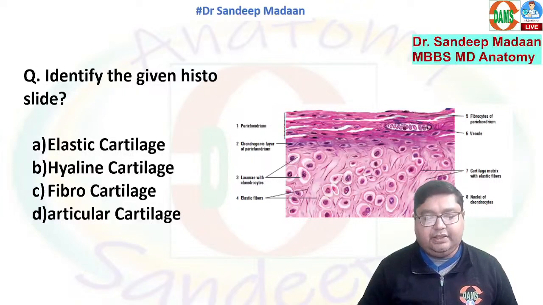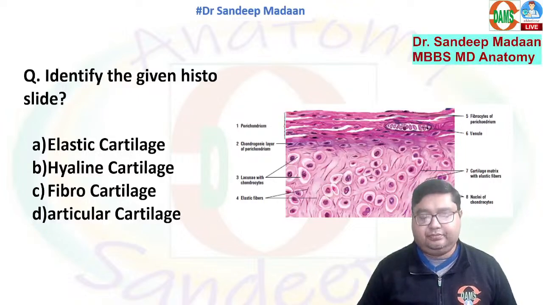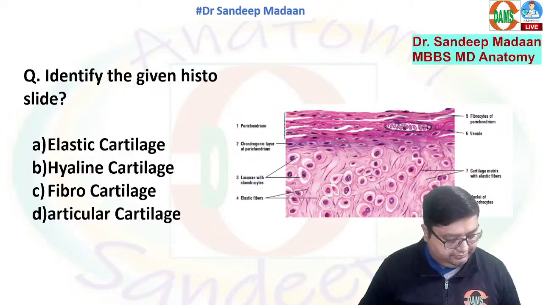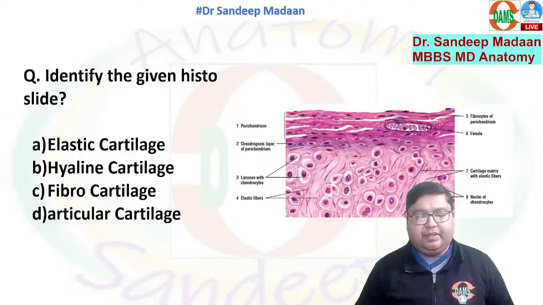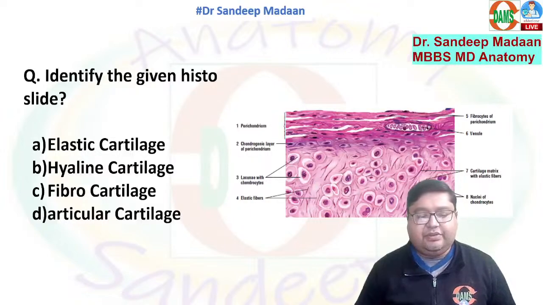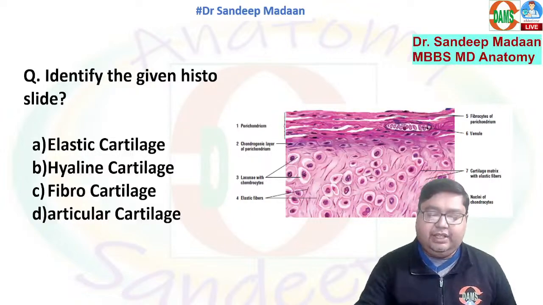Now identify the given histoslide. Okay, so you said spleen was given. Okay, all right. Now this time one slide was given from the histology as for the cartilage.